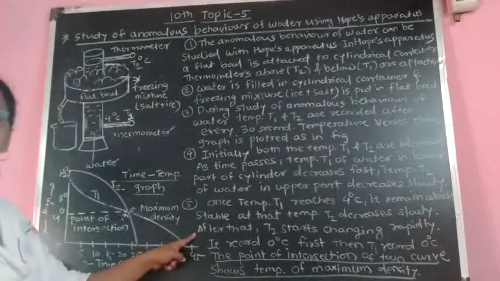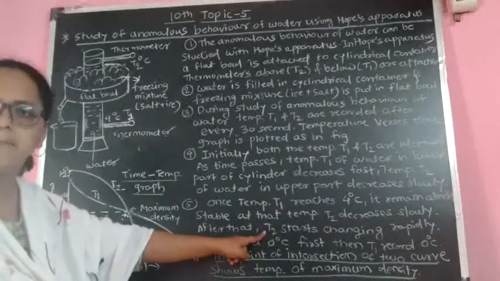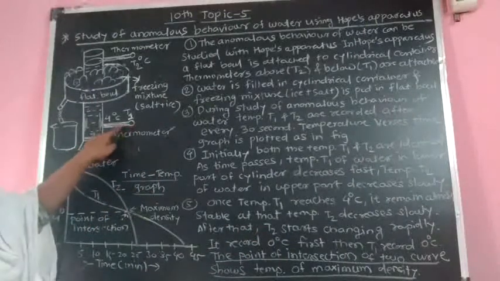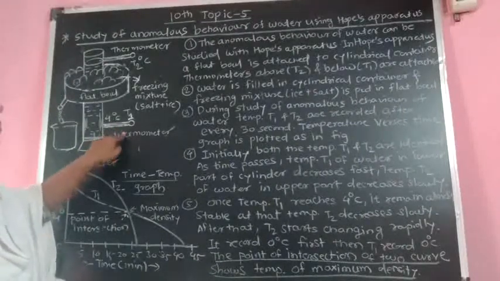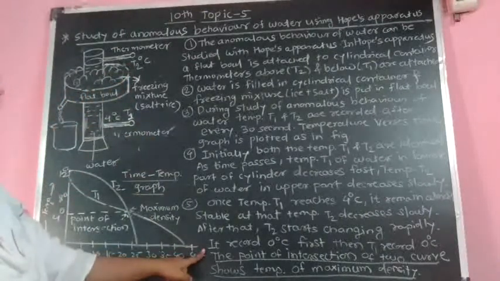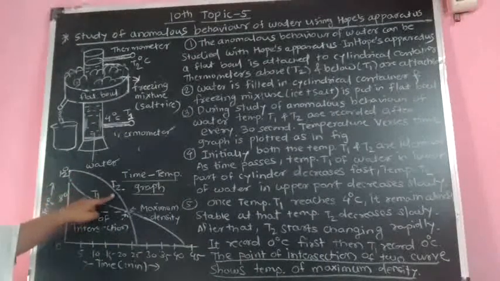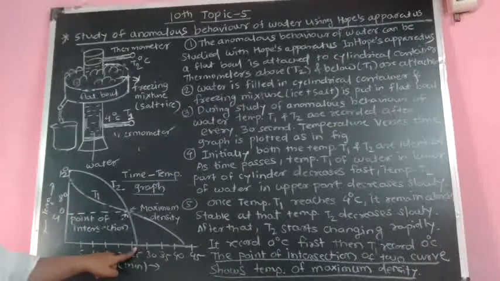After that, T2 decreases fast, or T2 starts changing rapidly. During this time period, when the temperature in thermometer T1 comes to 4 degrees Celsius, it remains as it is. At that time, T2 decreases fast. It records 0 degrees first. You can see here, T2 first decreases slowly, then decreases fast, and it records 0 degrees Celsius first.